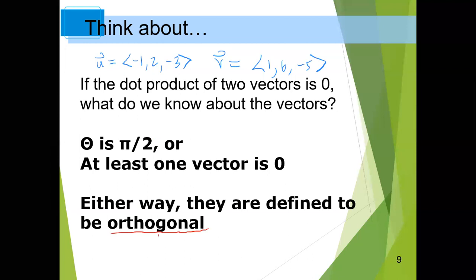So orthogonal includes the notion of perpendicular, but it also expands that to include the situation where at least one of the vectors is the 0 vector. Does that make sense? So if we say that vectors are orthogonal, does that guarantee that they're perpendicular? No, it might be the situation where one of the vectors is the 0 vector. But does orthogonal include the situation of being perpendicular vectors? Yes, it does include that situation.